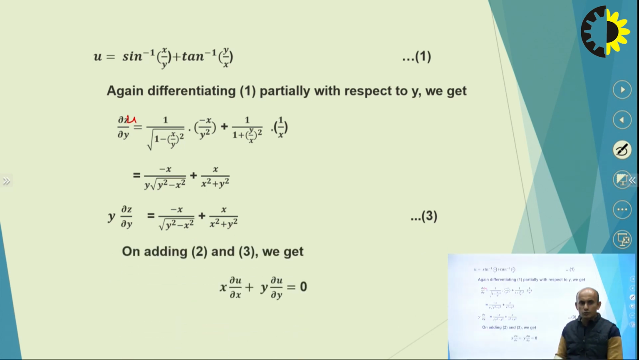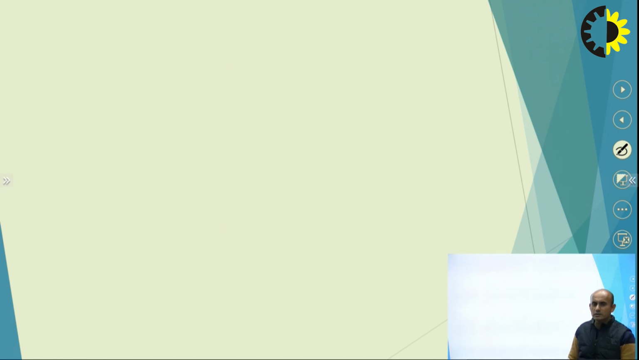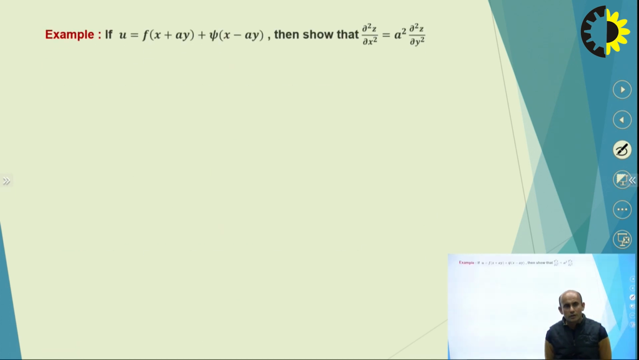So on adding these two, we get the value of x del u upon del x plus y del u upon del y, which is actually 0. Now we have one more example, which is an example of a function of the form x plus ay, and another function of the form x minus ay.